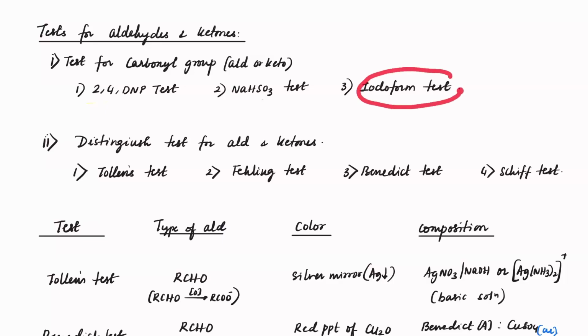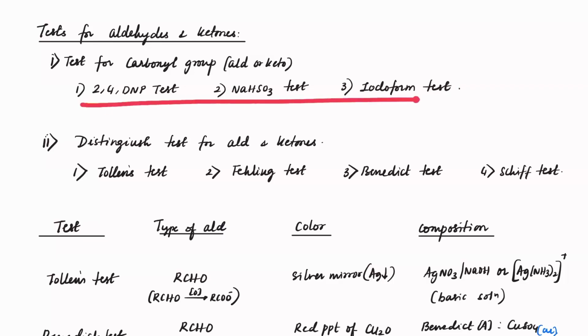So I can use the iodoform test if there is any methyl group present. This way you can identify aldehydes and ketones. But what if I want to distinguish only aldehydes and ketones? I'm not identifying aldehydes and ketones, but I want to differentiate between them. All these three tests will give a positive for aldehydes as well as ketones. But what if I want to differentiate aldehydes and ketones?